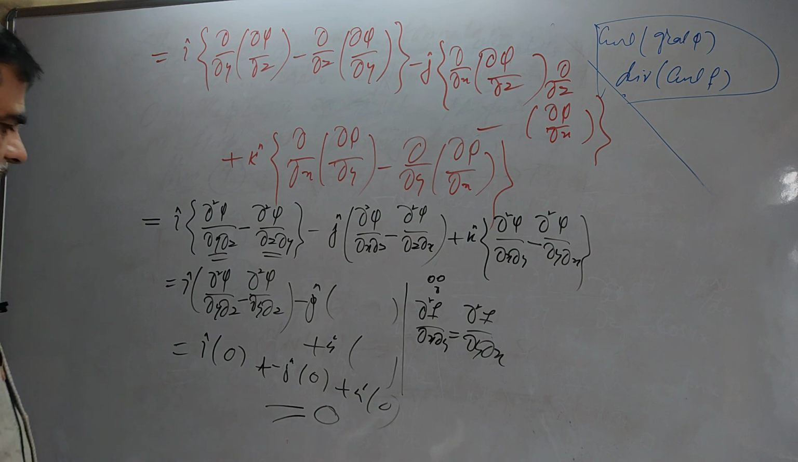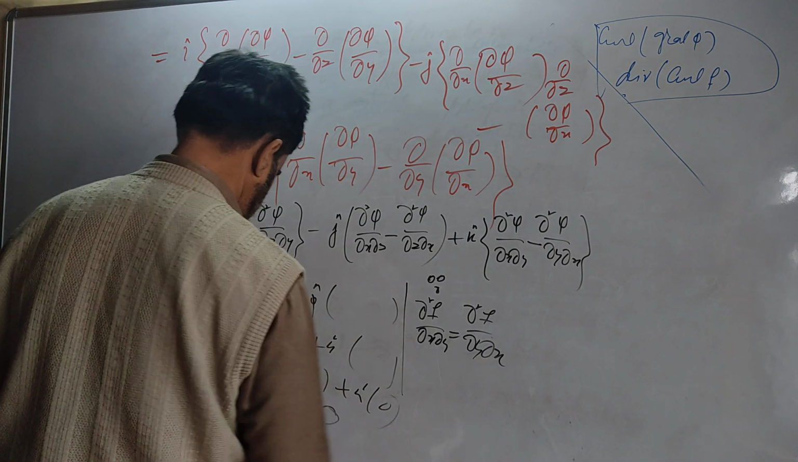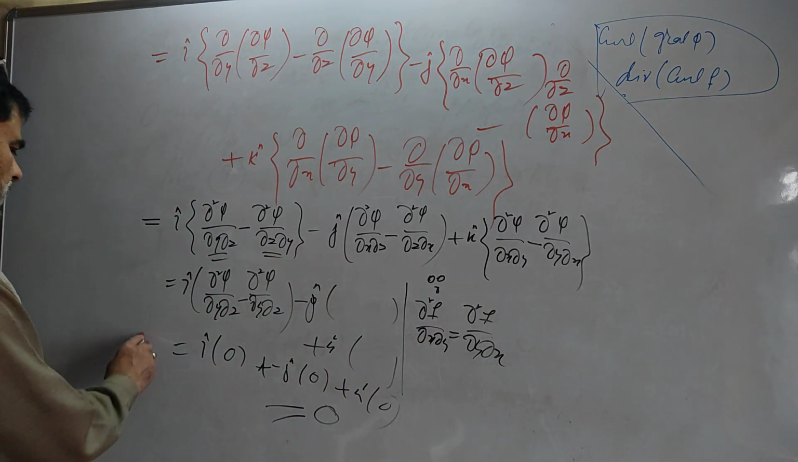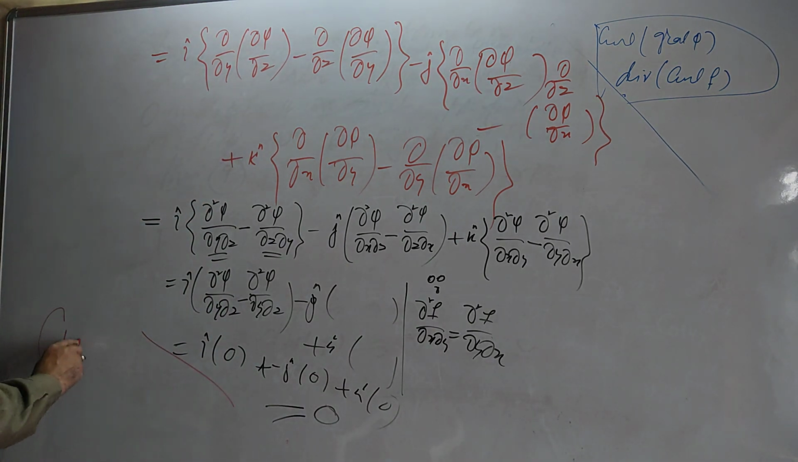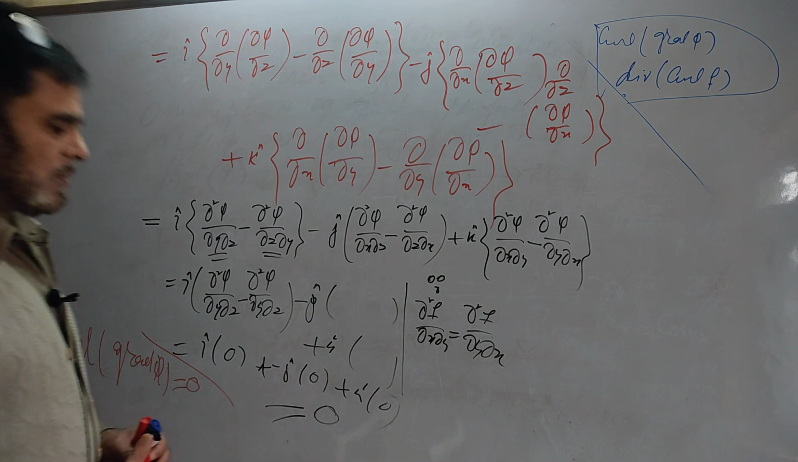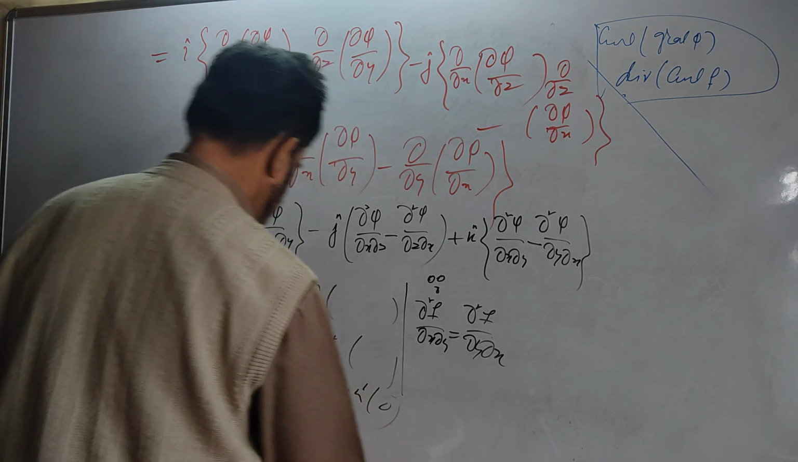Curl of gradient of phi is 0. Thus we proved that curl of gradient of phi is 0. This is the second very important result. You have to also remember this result.